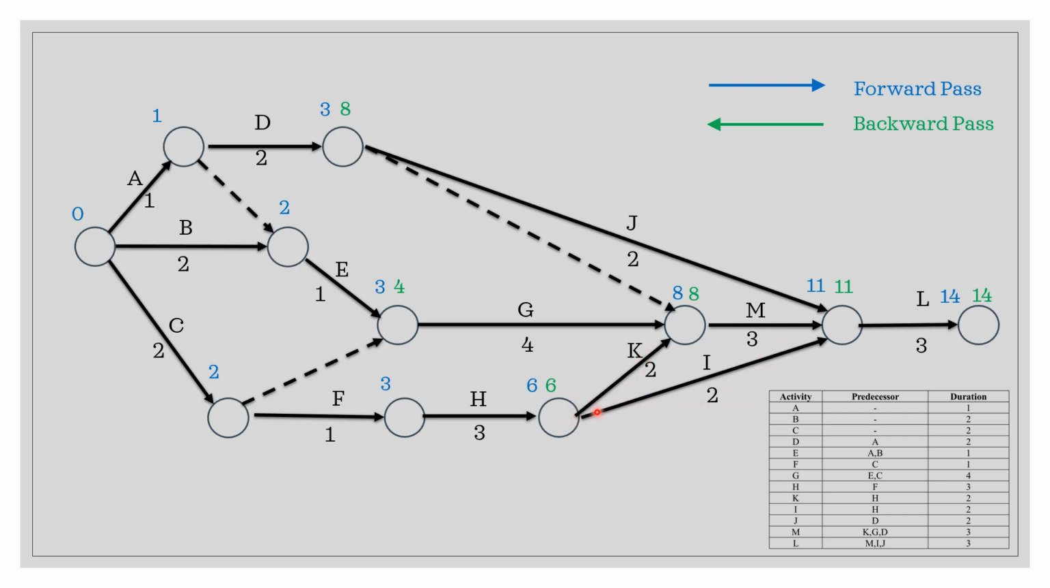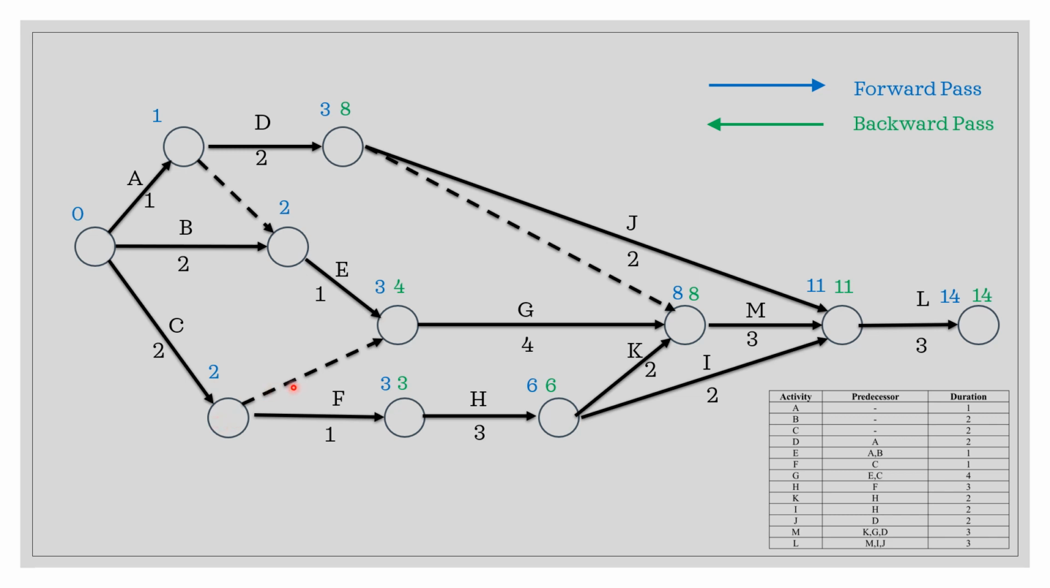Okay, so since this is from two directions, you have to consider the activity from I and activity from K. So again, when you do the backward pass, you need to take the smaller number. So in this case, the smaller number is 6. Okay, so 6 minus 3 is 3. 3 minus 1 is 2.